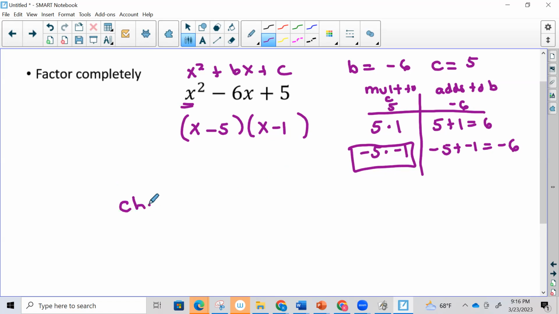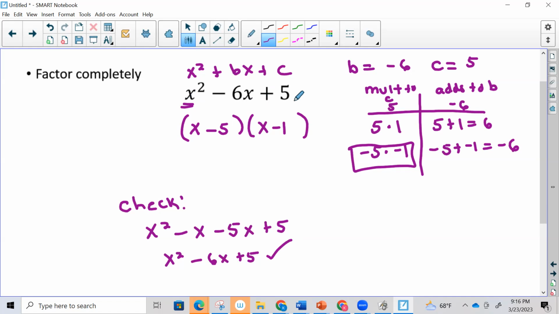And then we check by multiplying it out. If I multiply it out, I get x times x, which is x squared. X times -1 is -x. -5 times x is -5x. -5 times -1 is +5. So I get x squared minus, this combines to 6x, plus 5. Okay, and then it's right. It matches my original. So that is how we factor trinomials.